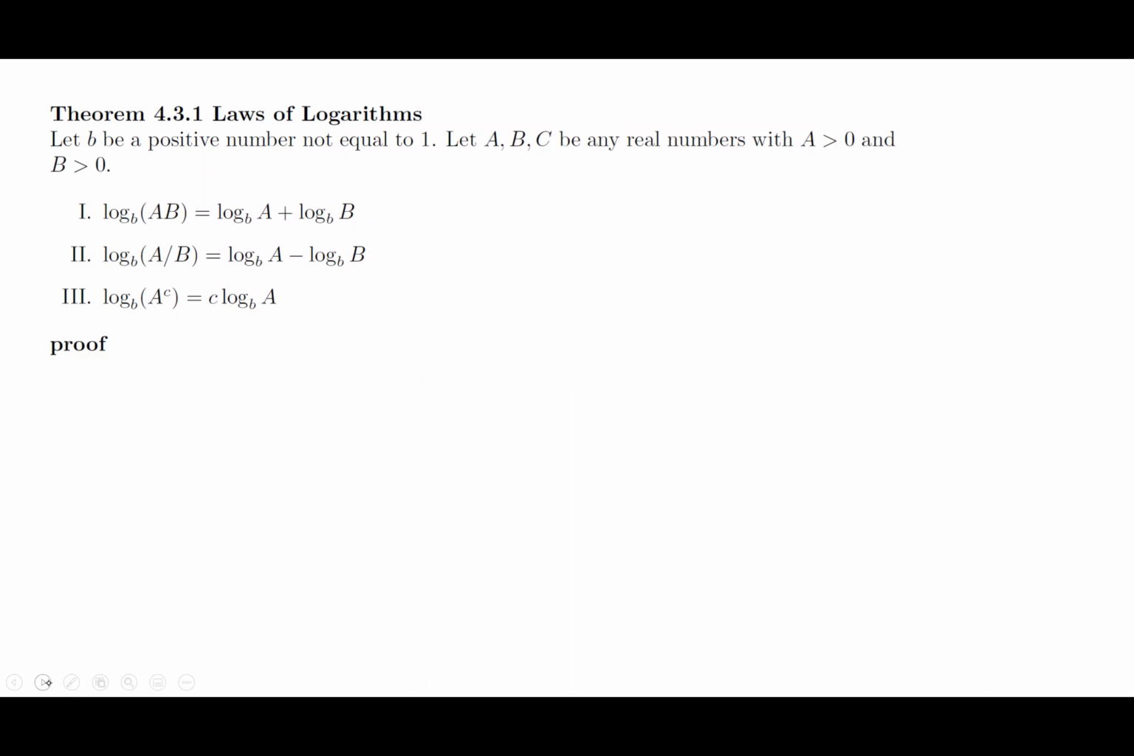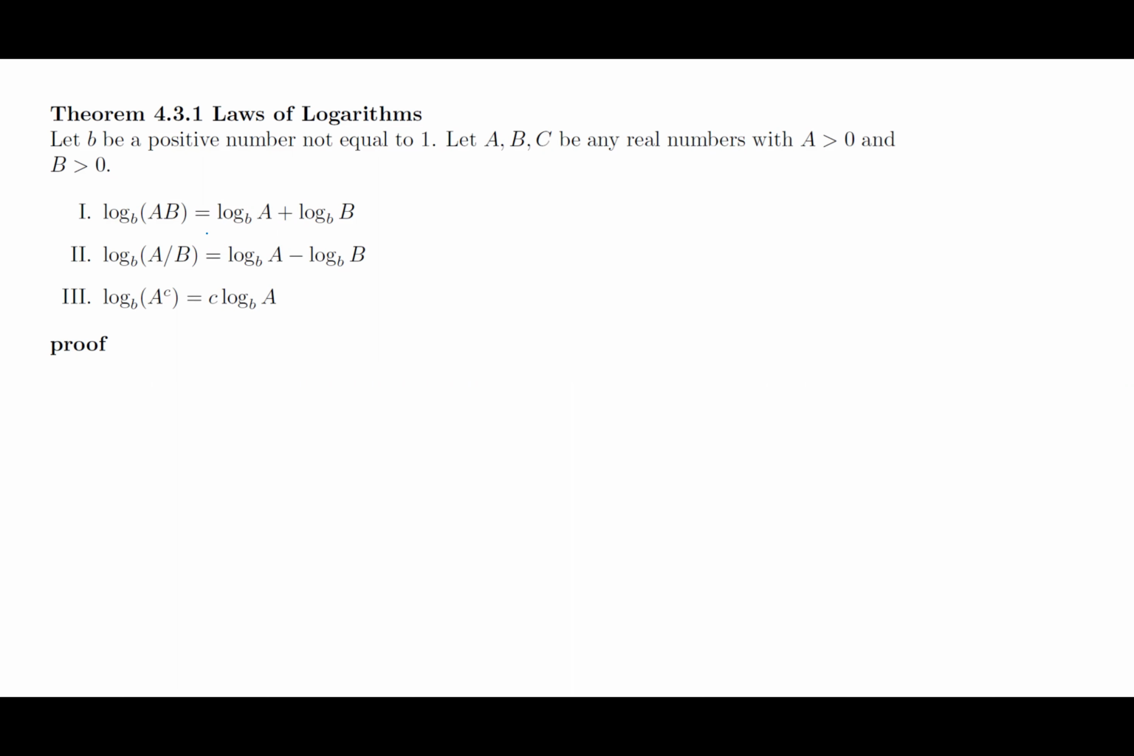The first says log base b of a times b is the sum of the logs. So the log of a product is the sum of the logs. And if you think about exponents, what do you do with the exponents when you're multiplying? Well, you add the exponents. And doesn't the log function essentially tell you the value of the exponent? Well, that's where this comes from.